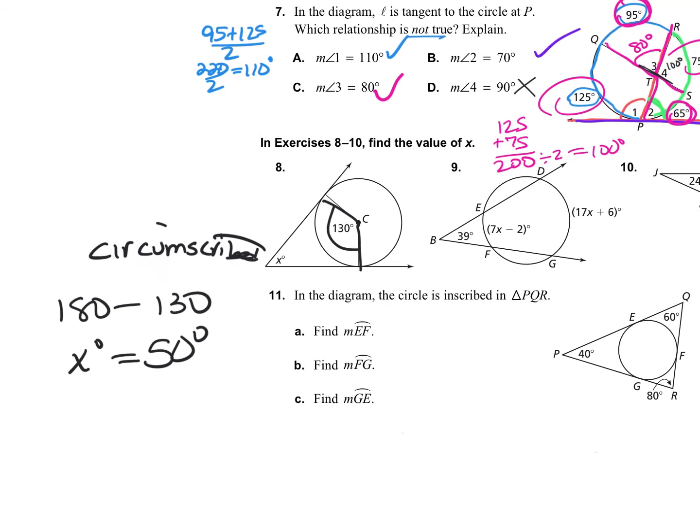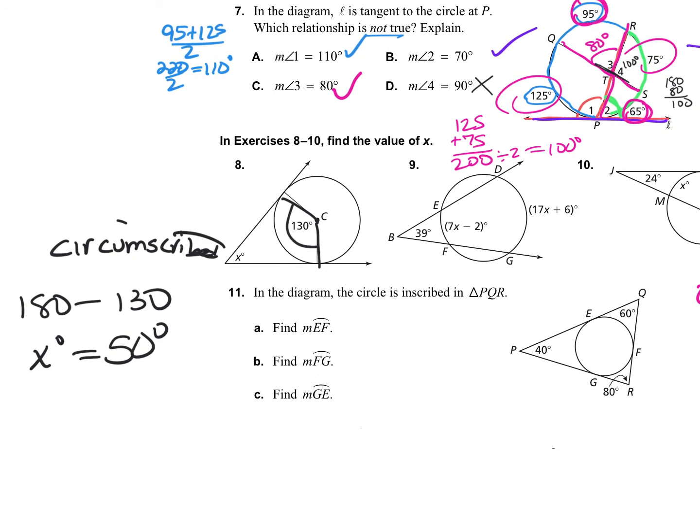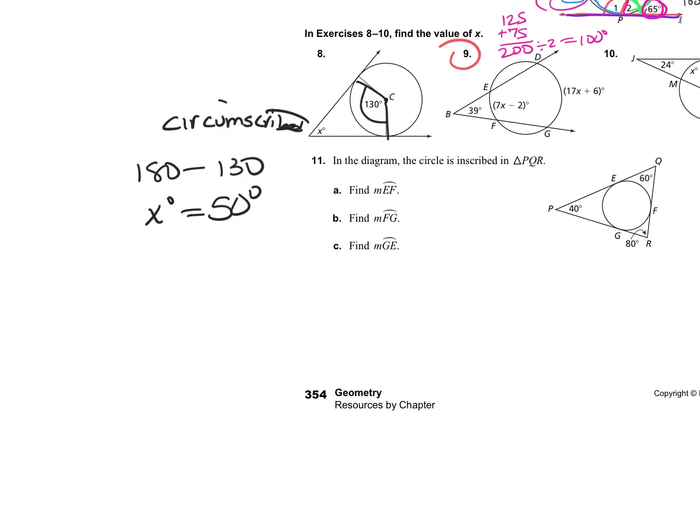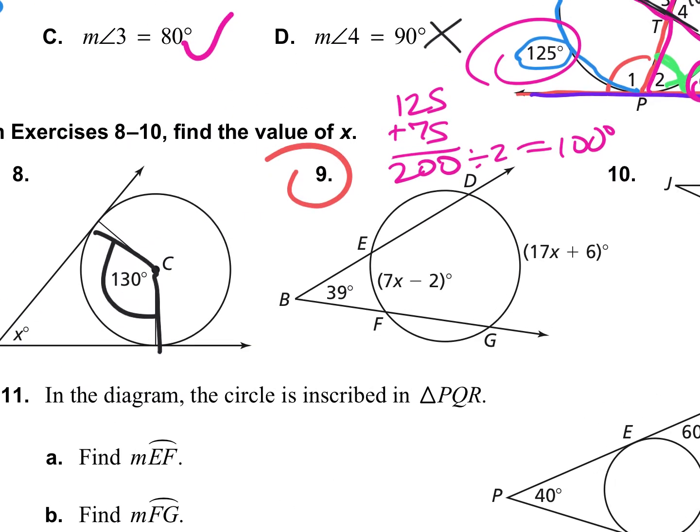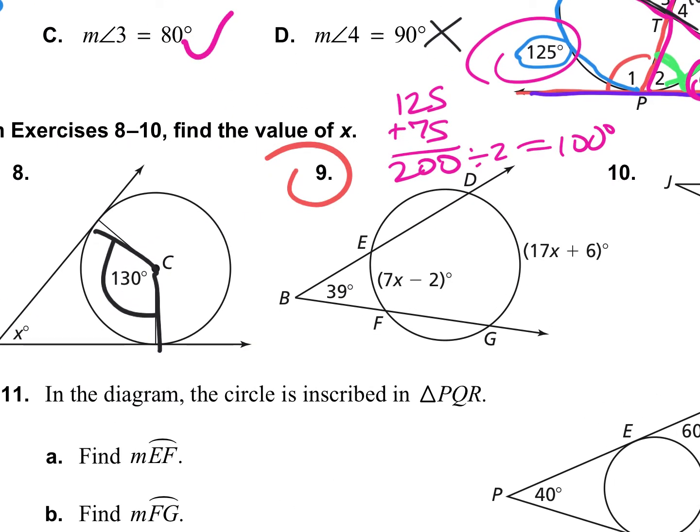Now, when you guys were doing this in class on Thursday, number 9 was a big question that a lot of people were getting wrong because they forgot to distribute the subtraction sign. So for number 9, I'm going to label my picture. So this is my big arc right here. This is my little arc. And then my outside angle is this 39.